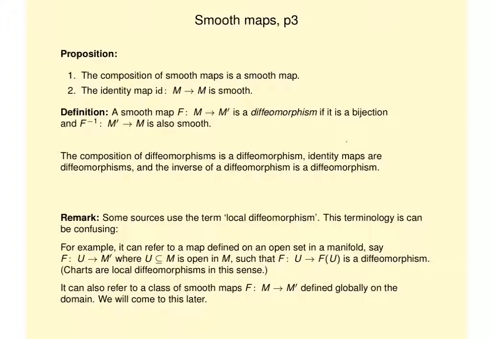Okay, now some more things that are a bit more routine and general. First of all, the composition of smooth maps is a smooth map. Easy to believe. I recommend that you sit down and work through the proof. The basic idea is quite simple. Getting all the details right takes a little bit of trouble, but that's a good exercise to have. The identity map is smooth. That's completely straightforward. And therefore smooth maps form a category.